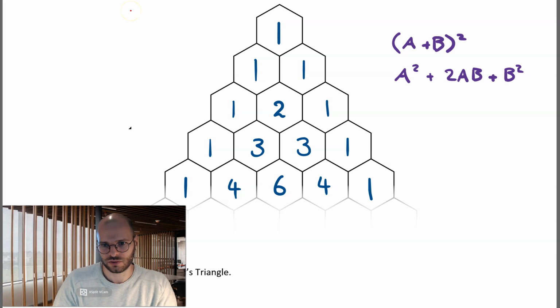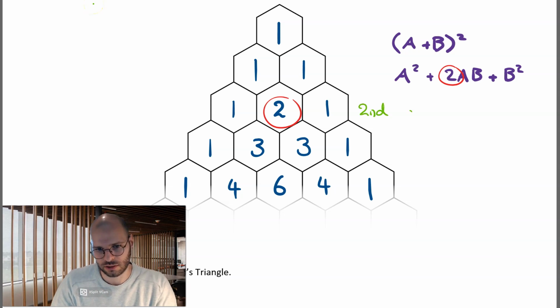And why this is useful is because this 2 over here is represented by this 2 within the triangle over here. So this is a second order expansion. Second order because we've got the 2 here. Now if that's second order, then the next row down would be third order, and then fourth order, and so on.